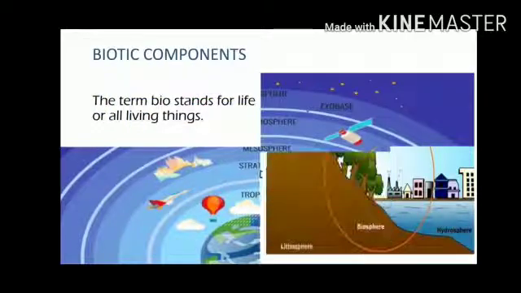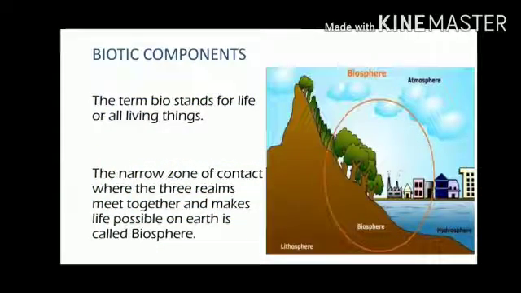Now let's talk about the biotic components. The term bio stands for life or living things. Therefore, biotic means living components of the environment, which includes humans, plants and animals and all other living organisms. All these forms of life are found in a narrow zone of 13 km, that is up to a height of 6 km in the atmosphere and up to a depth of 7 km in the oceans. This zone of living organisms is called the biosphere. So the biosphere is a narrow zone of contact where all three realms, that is atmosphere, lithosphere and hydrosphere, meet and make life possible.